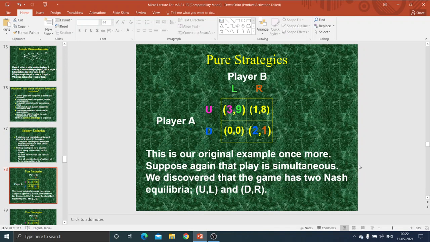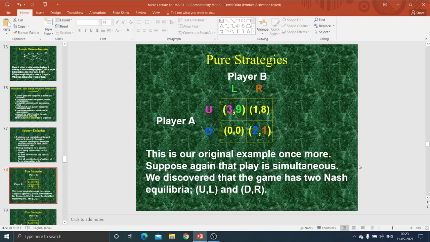Now, if that is the case, let us recall our own example, which starts with player A and B, with up and down and left and right strategies. We see whether these strategies are pure or mixed, which is another classification we are going to deal with.